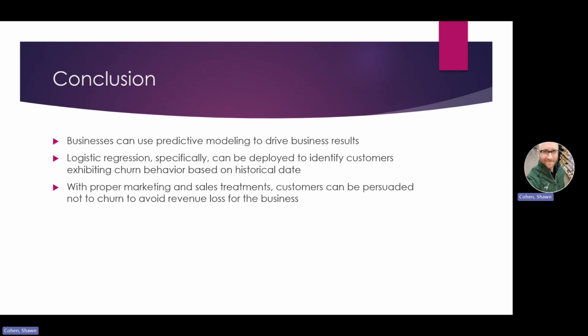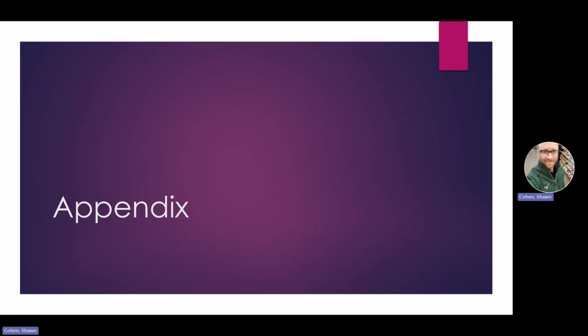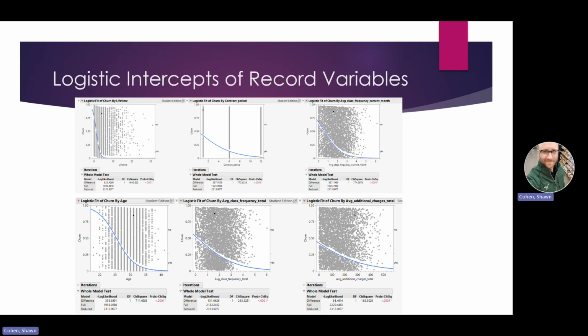So, in conclusion, we can use predictive modeling to drive business results. Logistic regression specifically can be deployed to classify customers who are at risk for churning, and then through properly designed marketing and sales treatment, we can potentially persuade customers not to churn, to increase their CLV for the business. And if we can't keep them from churning over a long period, maybe eke out some more revenue from them. There are some references and our intercepts for each of these, as well as the high level probability that this was not due to chance.